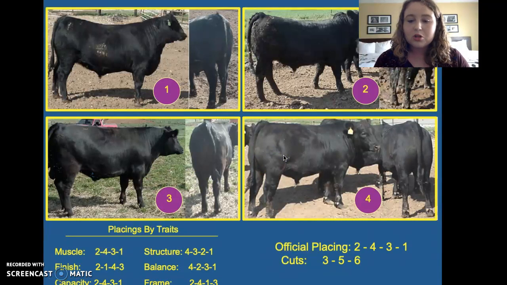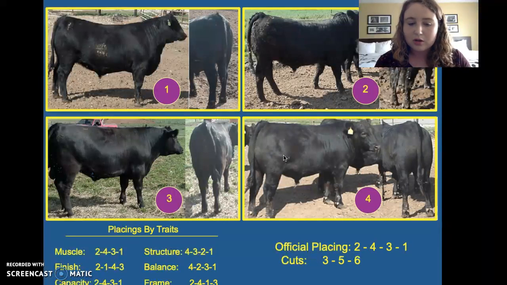Okay, so the official placing of this class was 2, 4, 3, 1. And they started with 2 because 2 was obviously the heaviest muscled in the class. You can see that down his top. He's also the best finished steer in the class. His structure could improve, but with market steers, we really don't care too much about structure. They just need to be able to walk to the feed bunk and make sure they can get on the trailer. And then we went to 1.